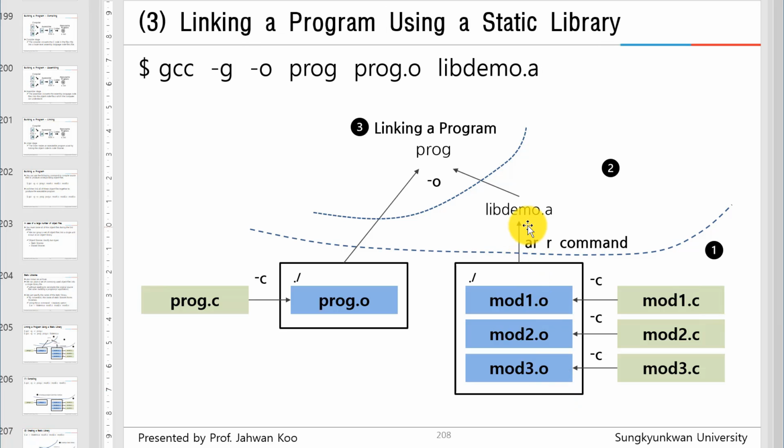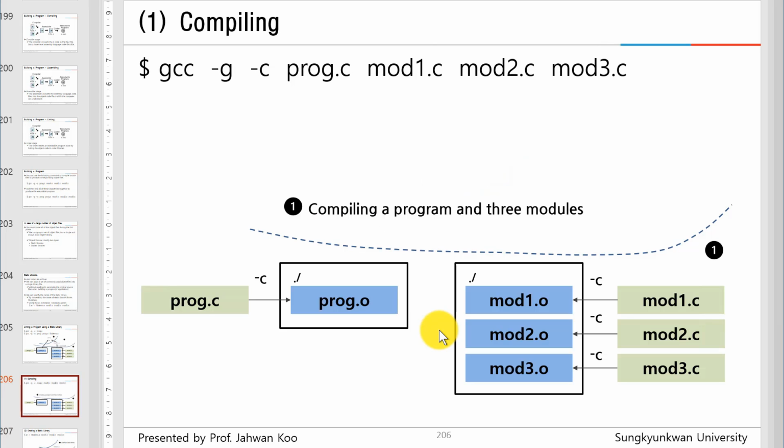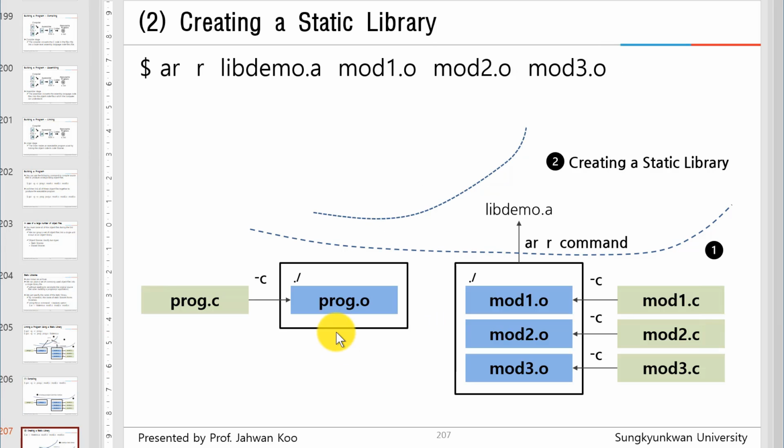And next, we just use the -o option in order to link a program using the static library. So we got the executable program named prog. That's it. Until now, we have learned the way of building a program using the static library.